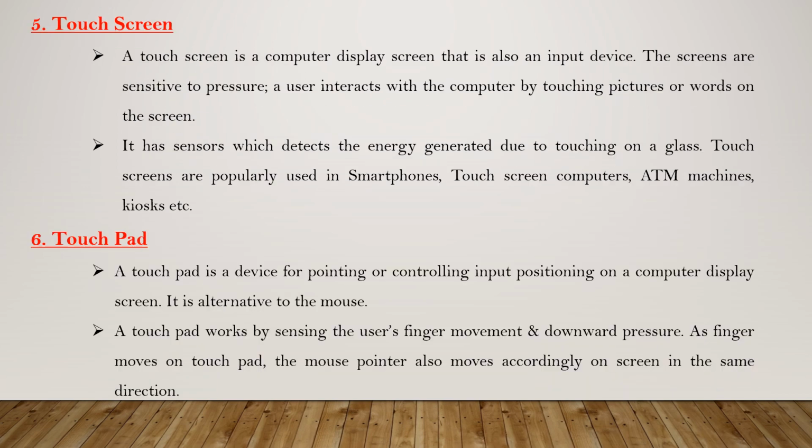Next, touchscreen. Now touchscreen, everyone knows, everyone has a smartphone with them. So that is a touchscreen. Or tablets you can have. An ATM machine is also a touchscreen. A kiosk is also a touchscreen. So no need to explain this.